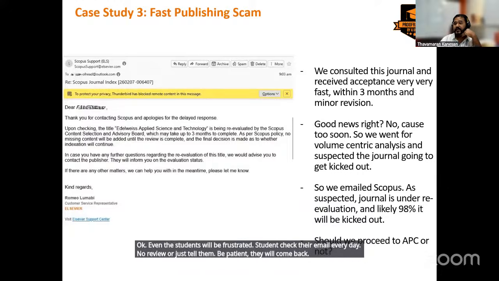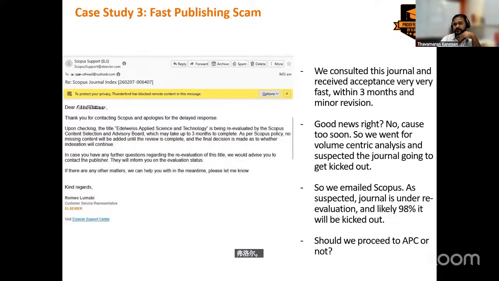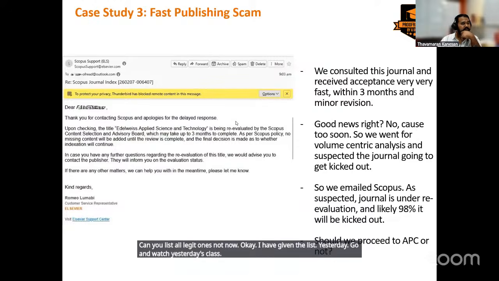What type of journals can be extracted from your proposal? Later I'll show you. This means Scopus is more reliable? No. Web of Science is the most reliable, followed by Scopus as second most reliable. Can you list down all legit ones? Not now. I have given the list yesterday. Go and watch yesterday's class.